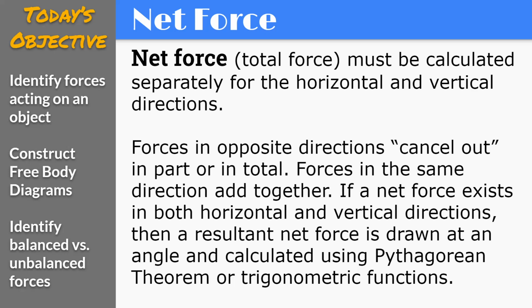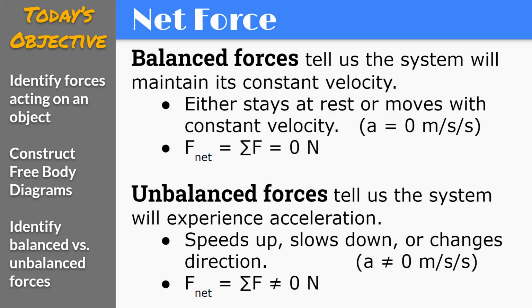Okay, so again, net force, horizontal and vertical. Keep them separate. To summarize these two terms, balanced forces tell us the system will maintain constant velocity. That means it either stays at rest, a constant velocity of 0, or it moves with a constant, non-zero velocity where my acceleration is 0. So maybe it's a constant velocity of +3, or maybe it's a constant velocity of -5. But you're not going to have acceleration if your forces are balanced. When your forces are balanced, that means your net force, or the sum of your forces, is 0 because they have either canceled out or you didn't have any to begin with.